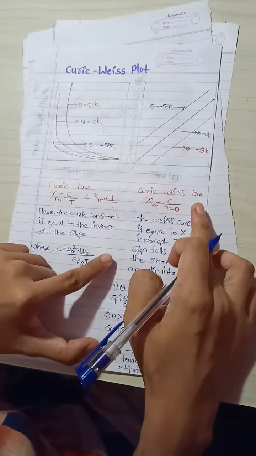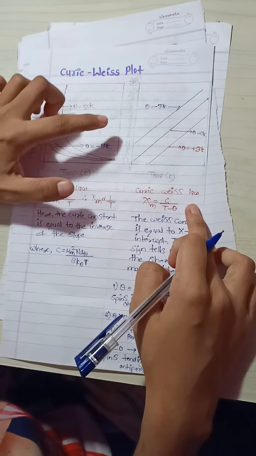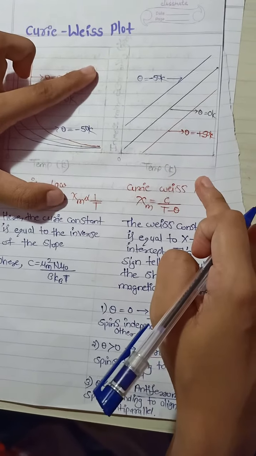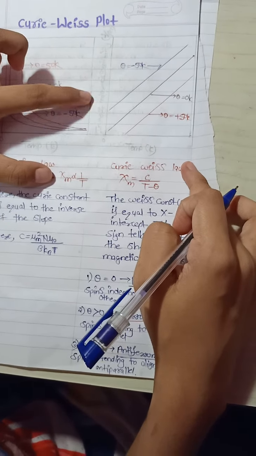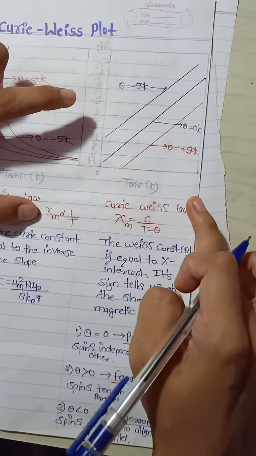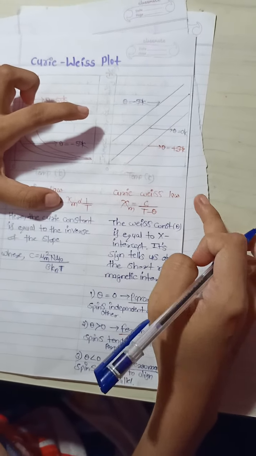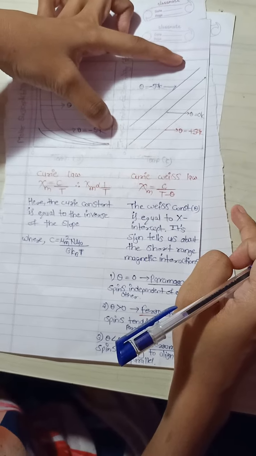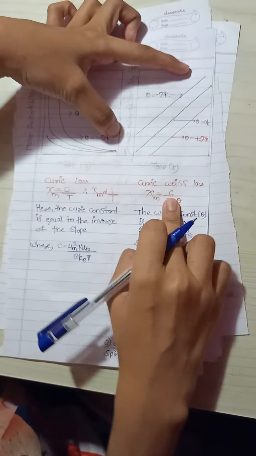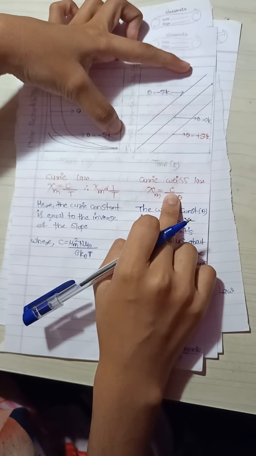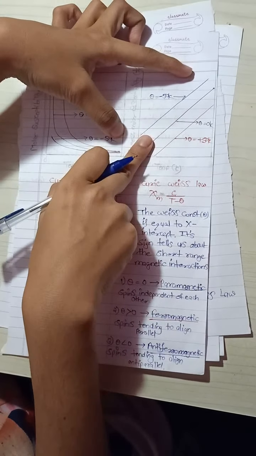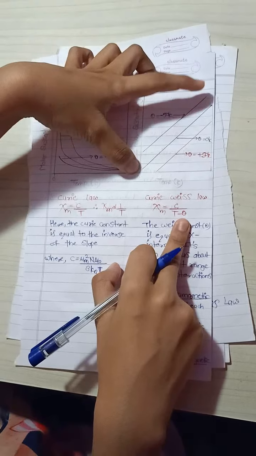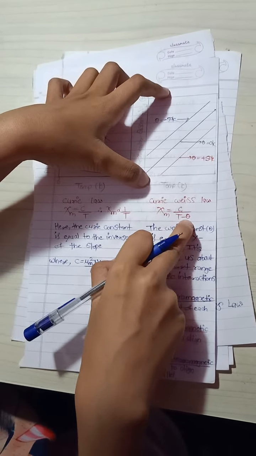Then we see the Curie-Weiss law. For the Curie-Weiss law we see the inverse molar susceptibility versus temperature. The plot of inverse molar susceptibility versus temperature is called the Curie-Weiss plot. Ideally the plot should be linear. Then from the graph we can extract the Curie constant C by taking the inverse of the slope, and the Weiss constant theta is equal to the x-intercept. From the graph we get this value.